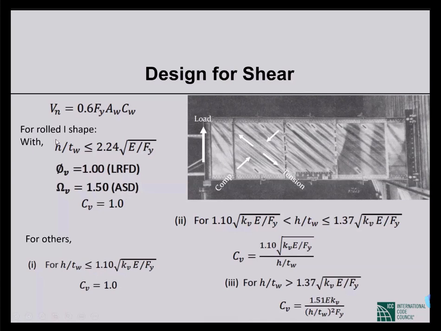This is for rolled I shapes. For other kinds of shapes, this limit is different. This is 1.1. And for different slenderness ratios, we have to calculate CV depending on the h by tw ratio, because there will be inelastic buckling and elastic buckling. So depending on the h by tw ratio, at what point of that curve it lies, the capacity will have to be calculated accordingly. So the CV ratio depends on h by tw.